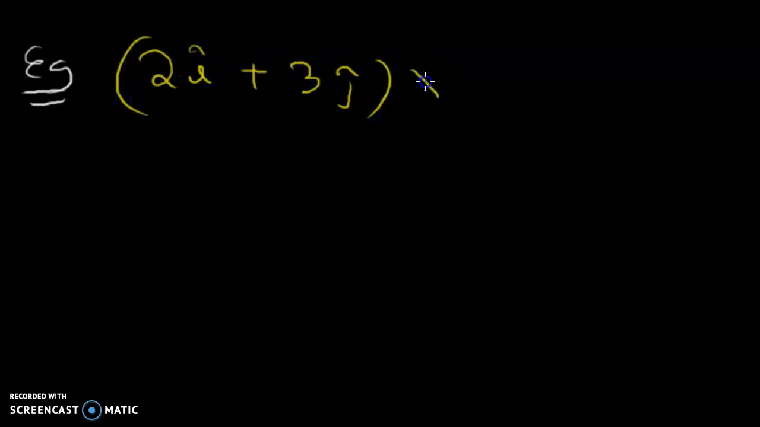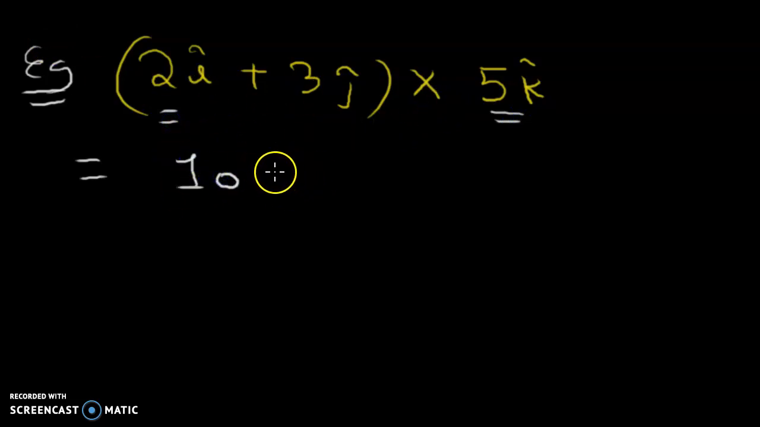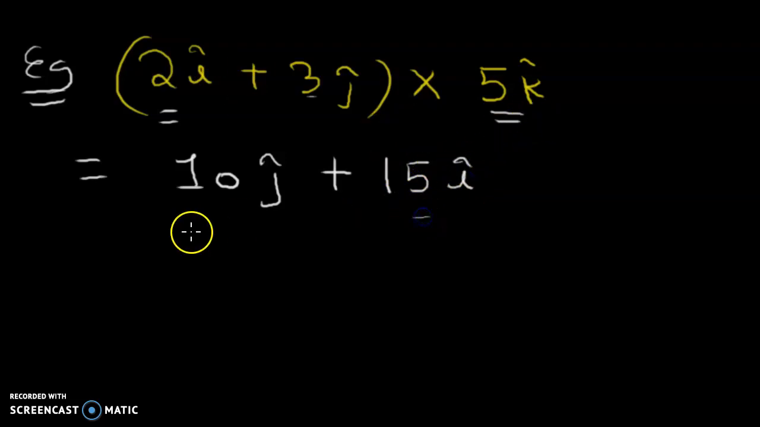sure. So let's do some examples. Say for example, I say 2i cap, 3j cap, cross 5k cap. So what is the answer? First of all, do the cross product with this. 2 times 5 is 10. i cross k is j cap. Okay, 3 cross 5 is 15. j cross k is i cap. So this would be the answer.